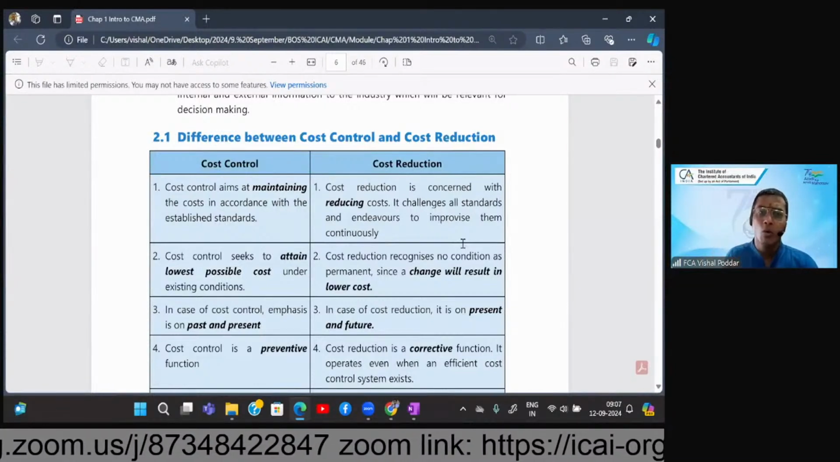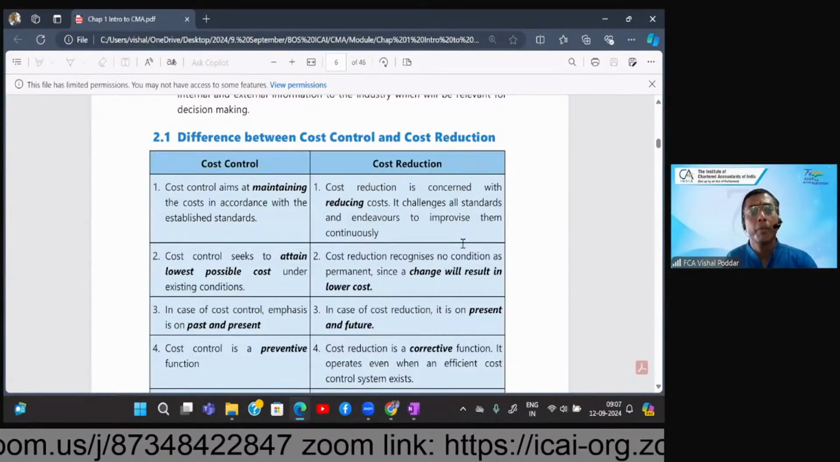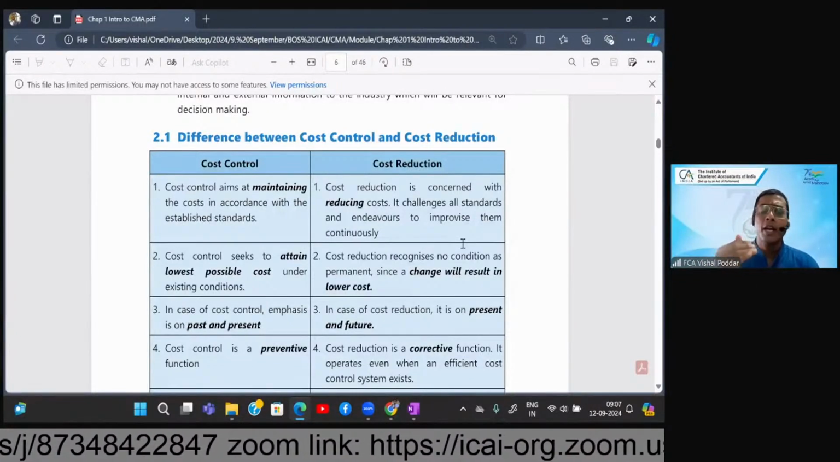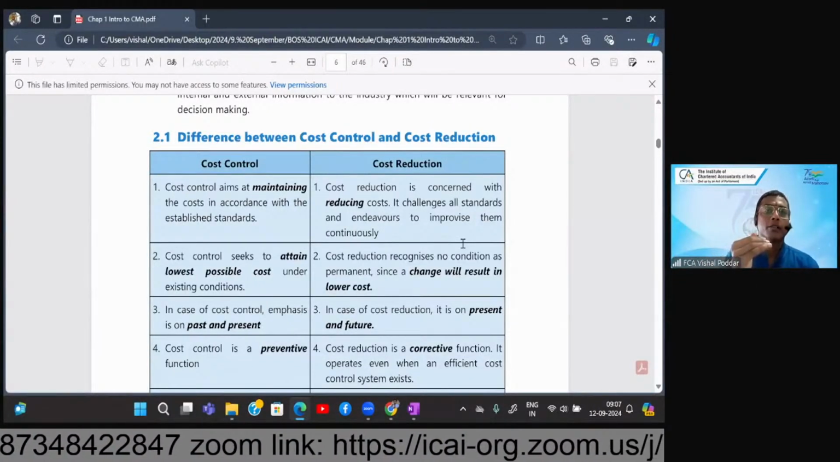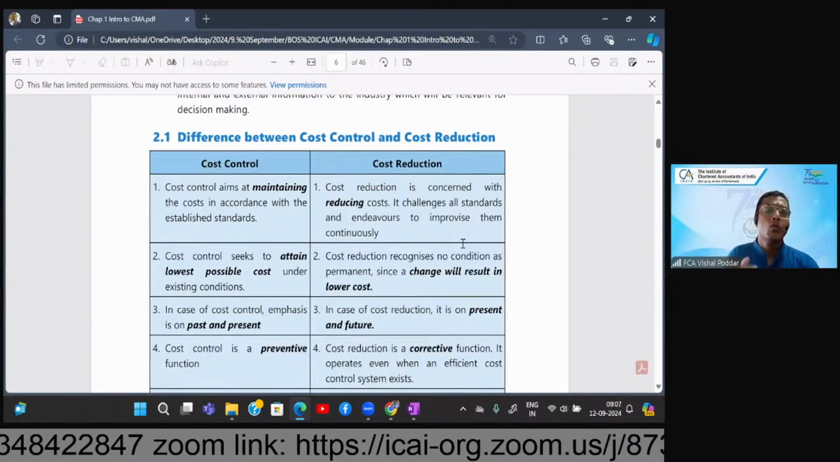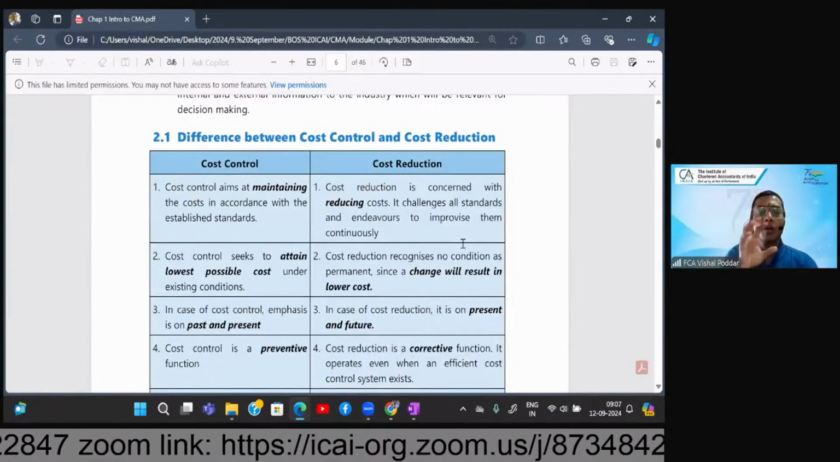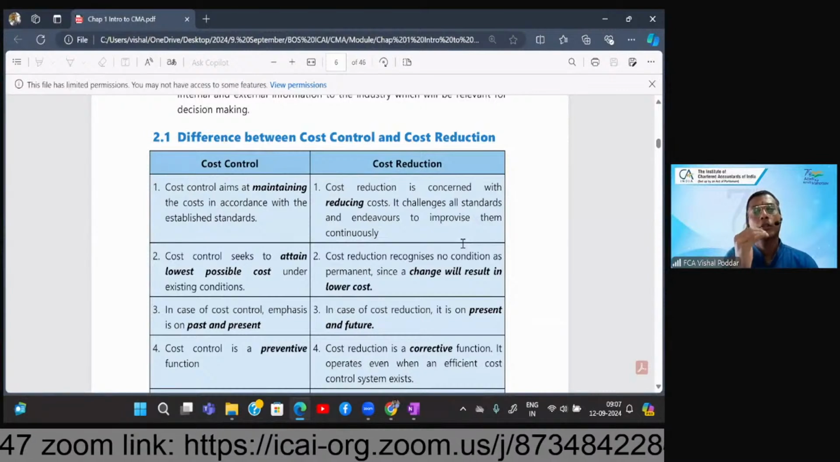It is not possible to go beyond that until and unless there is some breakthrough in some technology or some new raw material is discovered. Till then, 80 is the ideal cost. In this particular case, to maintain 80, whatever efforts you'll be taking daily, whatever management you'll do, whatever monitoring you'll do, that is cost control.